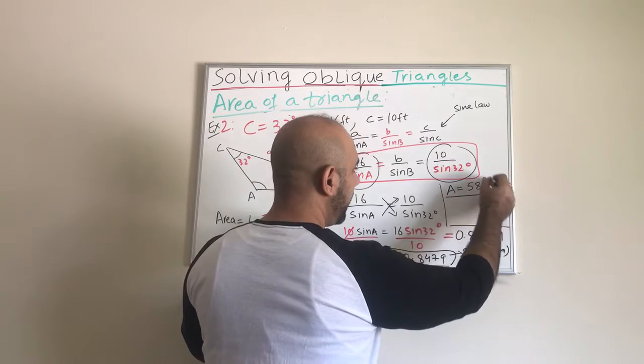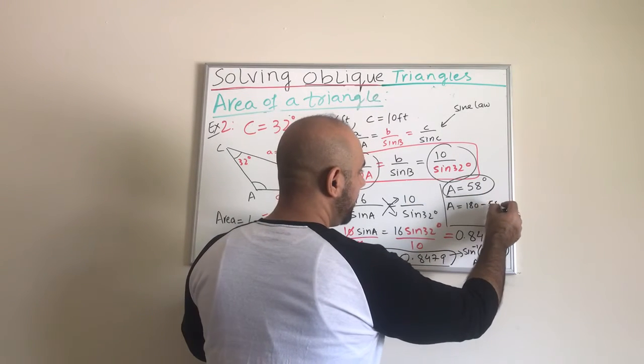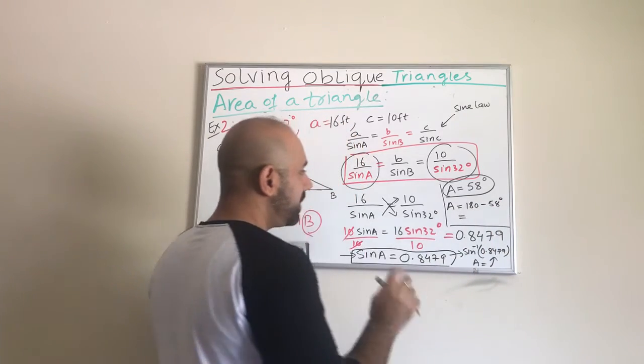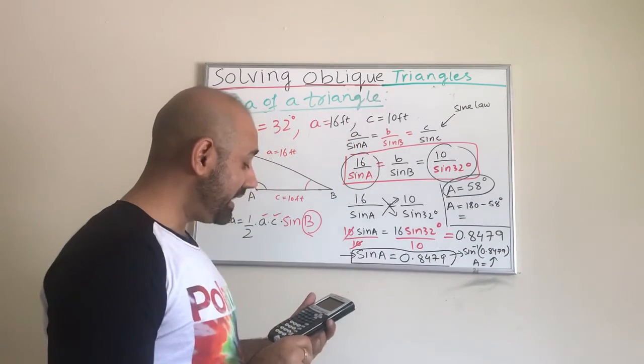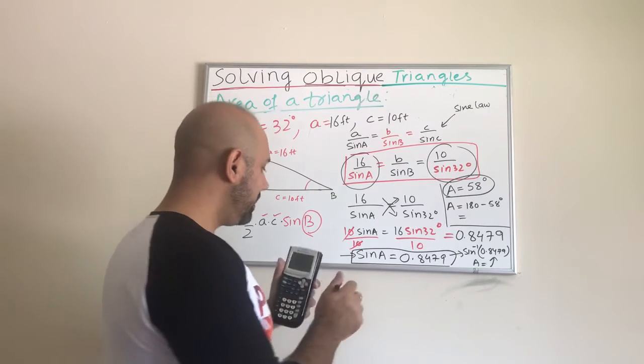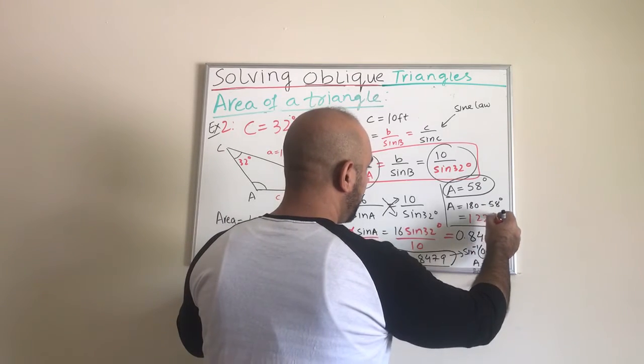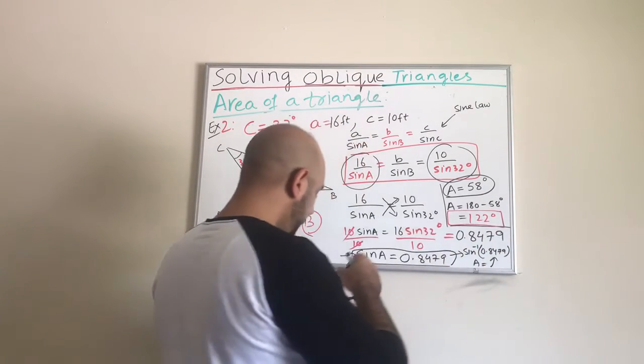But this is not the only angle. The other angle can be found by taking 180 minus 58, because sine is positive in the first as well as in the second quadrant. So it's 180 minus 58, and that is 122 degrees. So we have two values for A in this case.